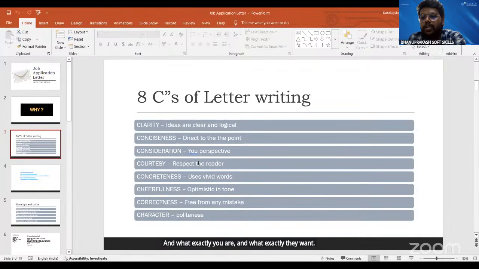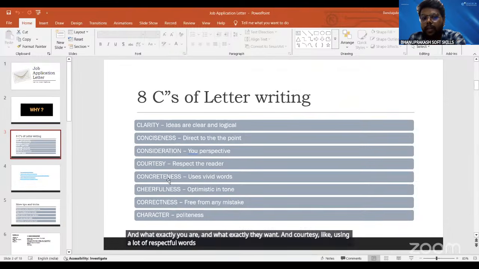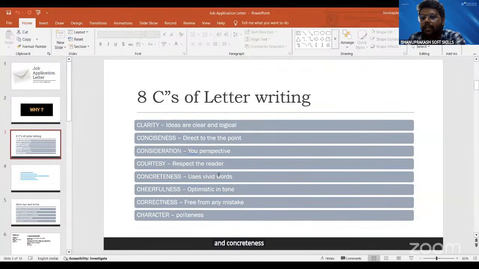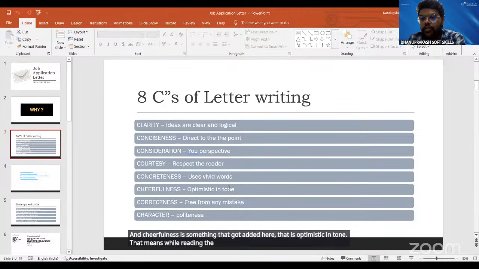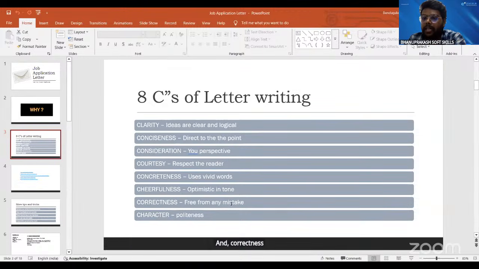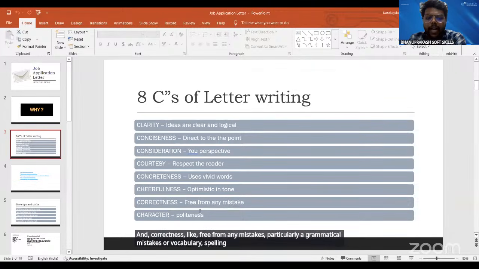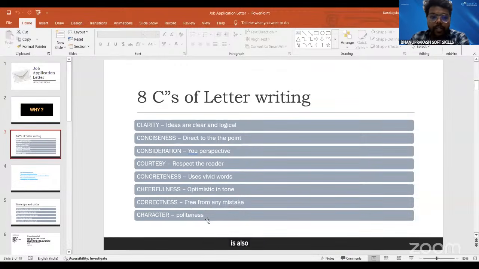And courtesy, like using a lot of respectful words, and concreteness, using vivid words which make the message very strong. Cheerfulness is something that got added here, that is, an optimistic tone. That means while reading the message itself, they should understand how enthusiastic and cheerful you are. And correctness, being free from mistakes, particularly grammatical or vocabulary spelling mistakes. And character, like politeness, is also very important to mention.